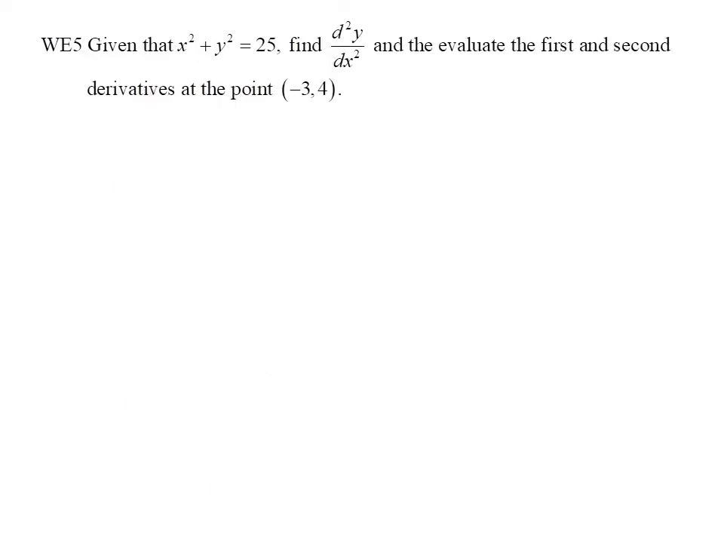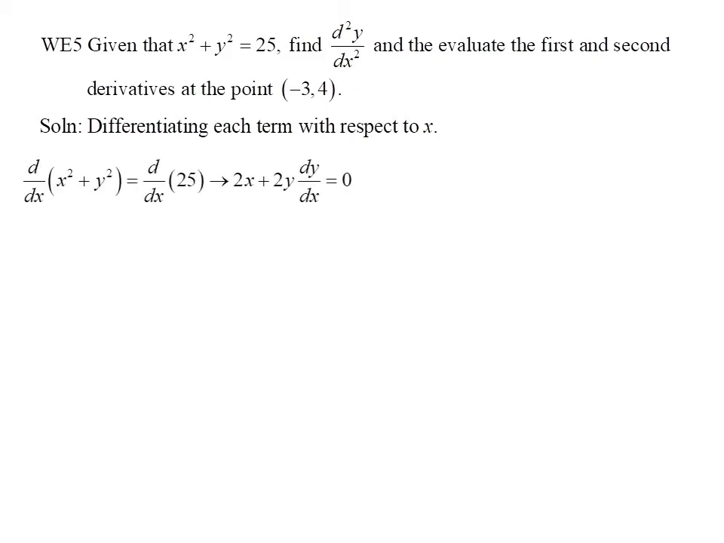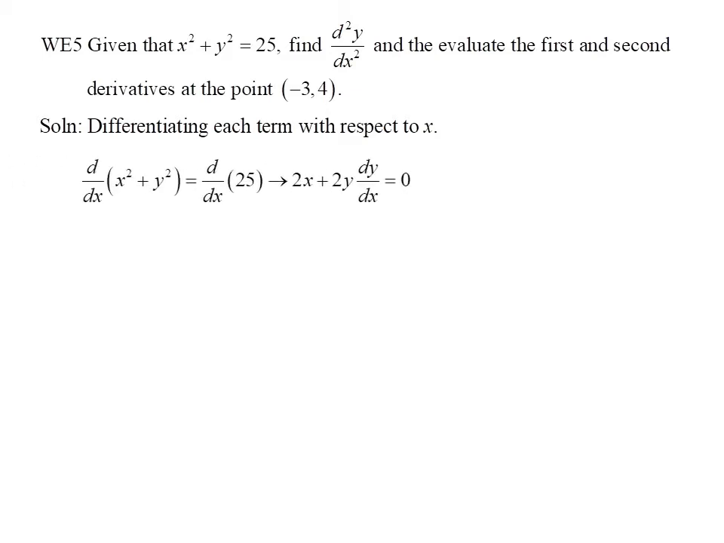Example 5 is to evaluate the derivative dy by dx as well as its second derivative of y with respect to x at the point (-3, 4), given that x squared plus y squared equals 25. Based on the given function x squared plus y squared equals 25, we differentiate each term with respect to x.